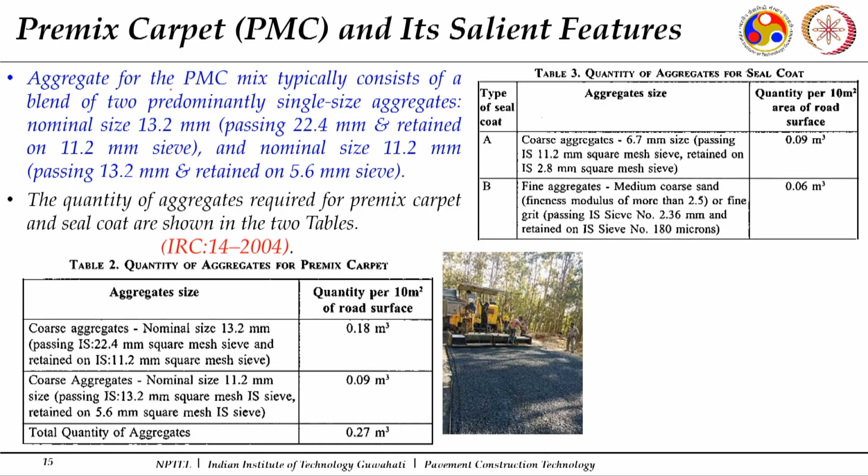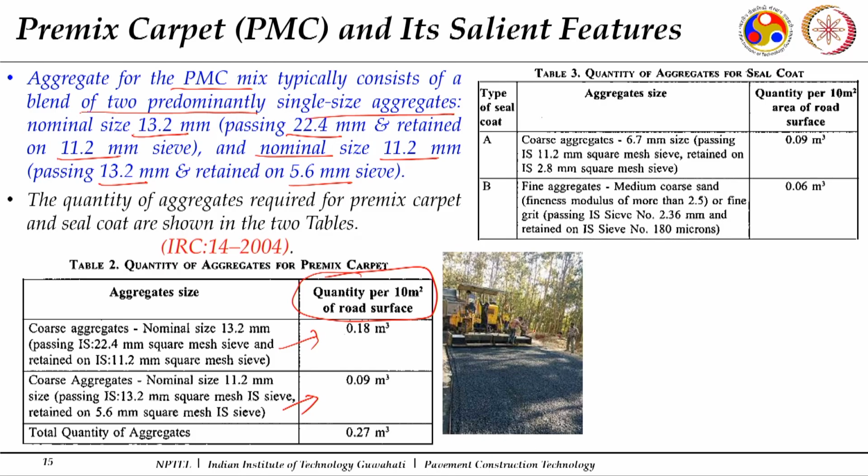Now the aggregates for premix carpet typically consist of a blend of two predominant sizes. One is 13.2 mm, that means it passes through 22.4 and is retained on 11.2. So you can see more or less uniform sizes, and the other size required is 11.2, which means passing through 13.2 and retained on 5. These two sizes are required, as mentioned here, and the quantities are given in terms of the quantity required for 10 meter square of area.